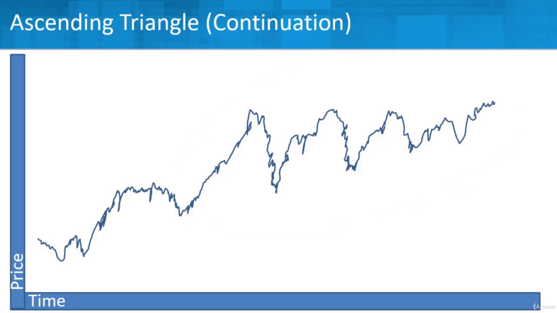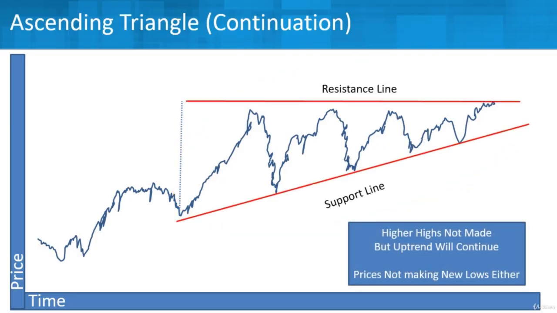And do you see it? Well, let's put in those resistance and support lines here. And now hopefully you can see the triangle as it's forming. You can see that higher highs were not made, but the uptrend's going to continue. And the prices don't reflect new lows either. They're trading within that resistance and support line, and you can see how they're converging together.